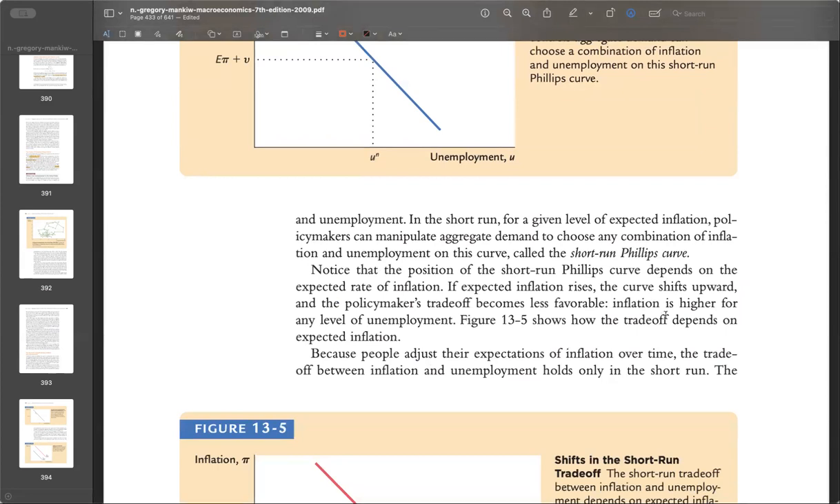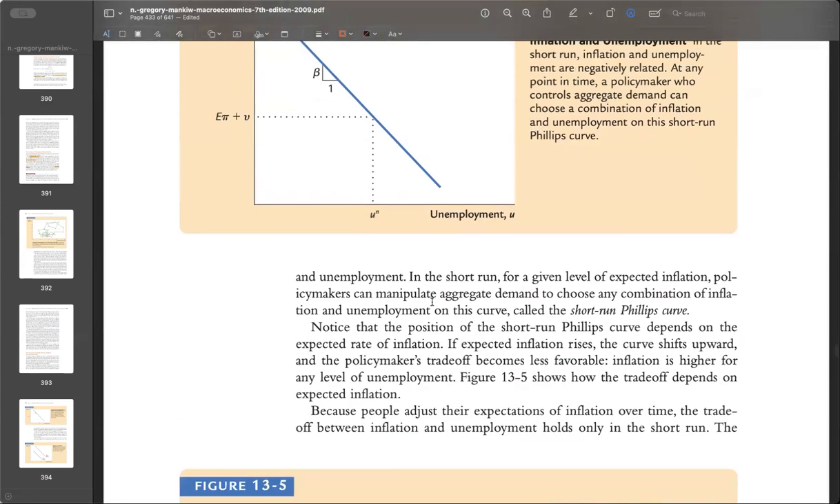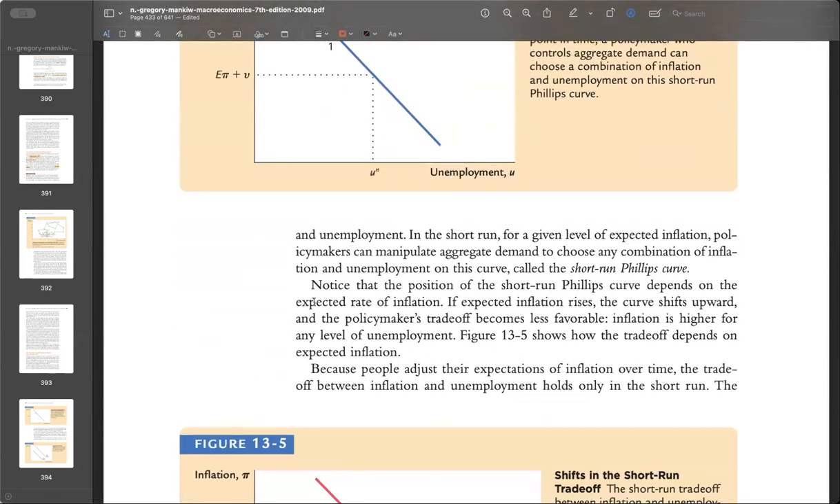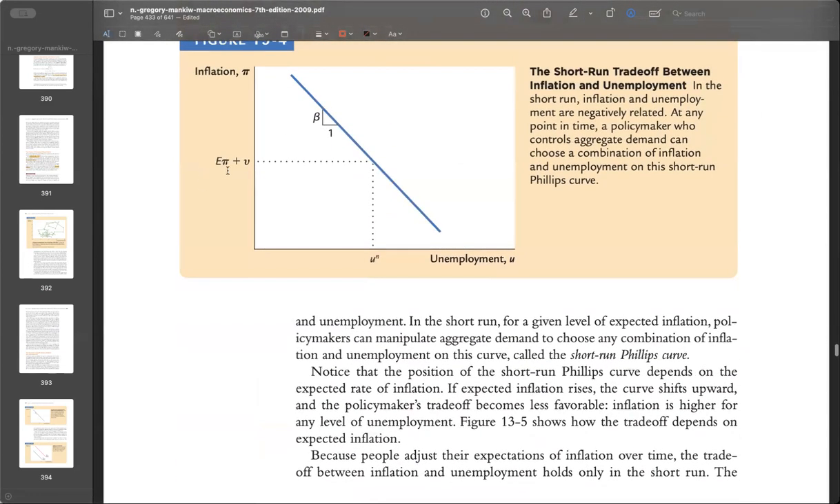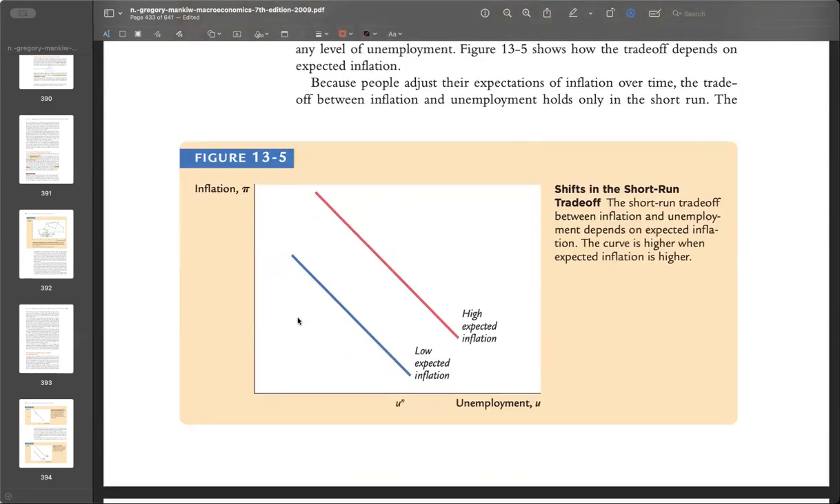We note that the position of the short-run Phillips curve depends on the expected rate of inflation. So it depends on this term, E pi. So when E pi goes down, the whole line shifts down, and when E pi goes up, the whole line shifts up. So the slope of the line won't change, right?